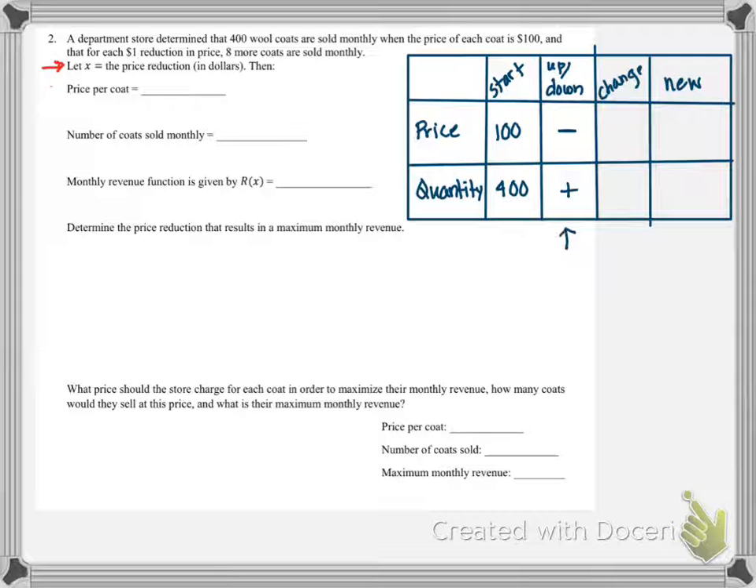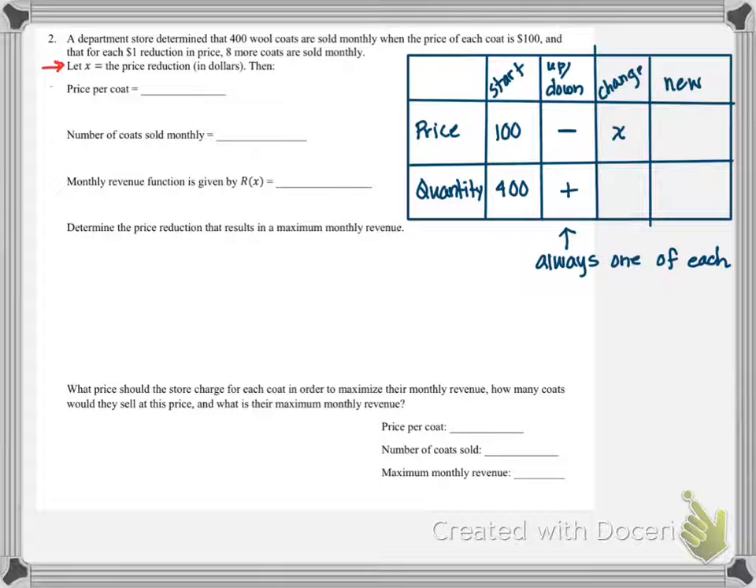You will always have one of each. As price goes up, quantity goes down, and vice versa. So once you decide if one is addition or subtraction, the other one has to be the opposite. And then, how much is it changing by? Well, by the definition of my variable, my price is changing by X dollars, because X represents my price reduction, so that's how much I lowered the price. And so this has to be X, just because that's the way I defined my variable.